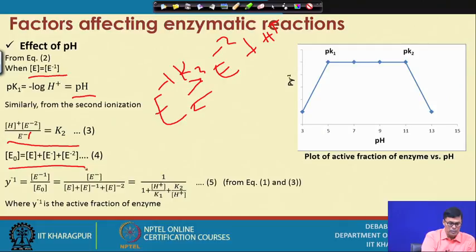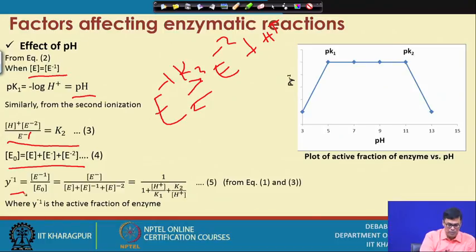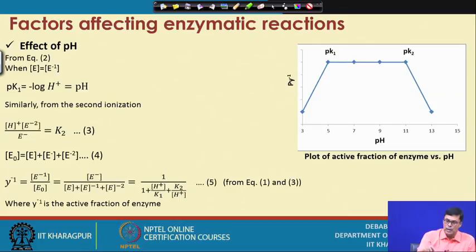E0, I told you, at any point of time is equal to E plus E minus 1 plus E minus 2. So y minus 1, the fraction of enzyme that is active enzyme, you can write E minus 1 divided by E0, and this is equal to 1 plus hydrogen ion concentration divided by K1 and K2 by hydrogen ion concentration. So we can have a correlation between y minus 1, how it is affected with respect to the hydrogen ion concentration.